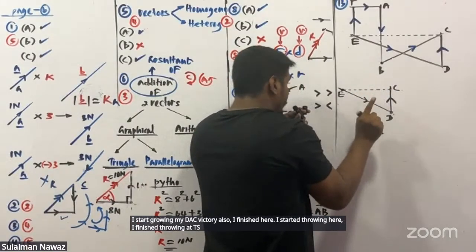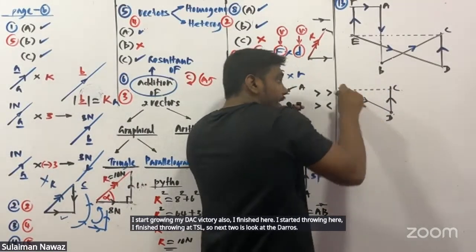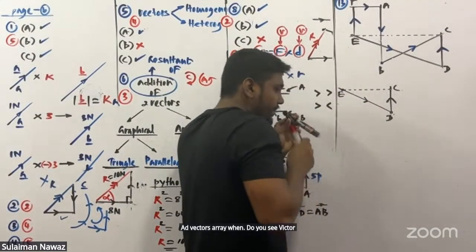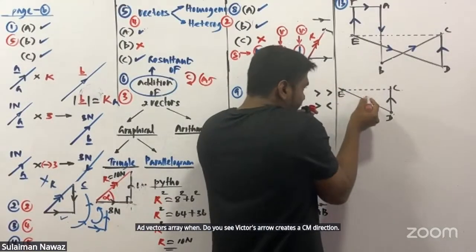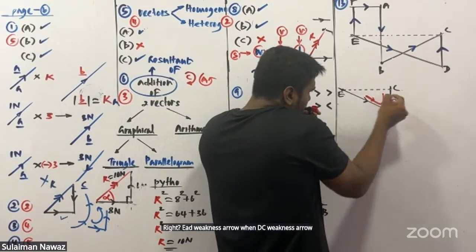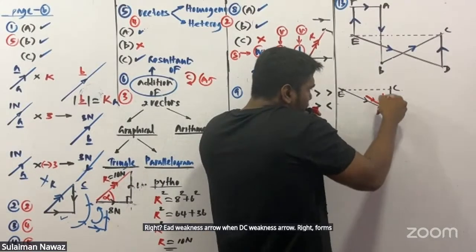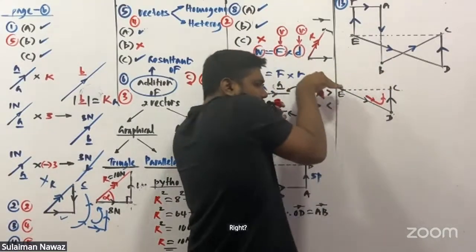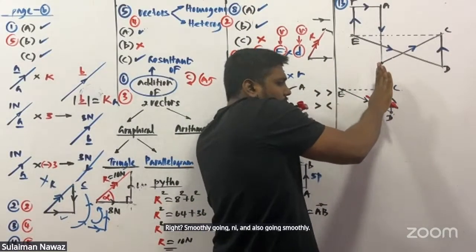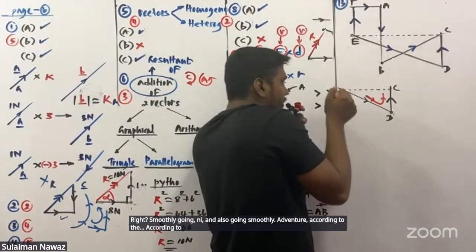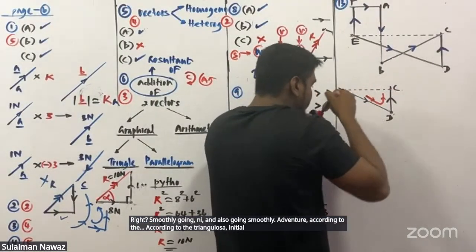Next, look at the arrows, sir. The ED vector's arrow and the DC vector's arrow create the same direction. Right? They form a smooth anti-clockwise direction. The arrows are going smoothly. Then, according to the triangle law, the initial point is here, the final point is here.